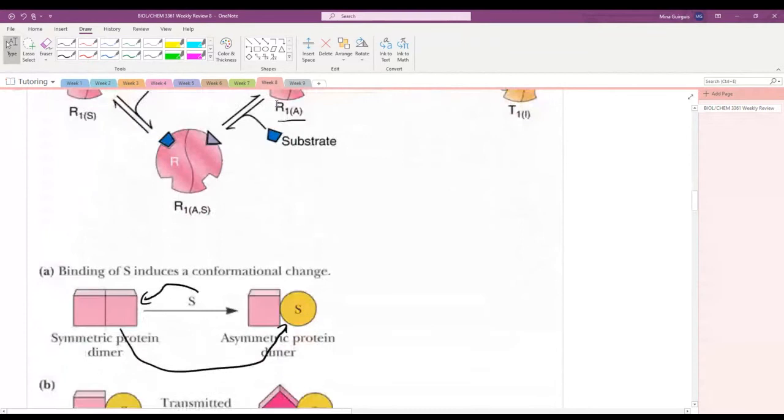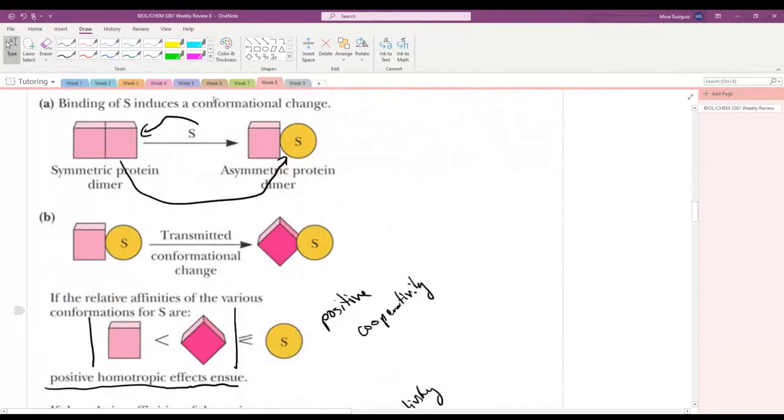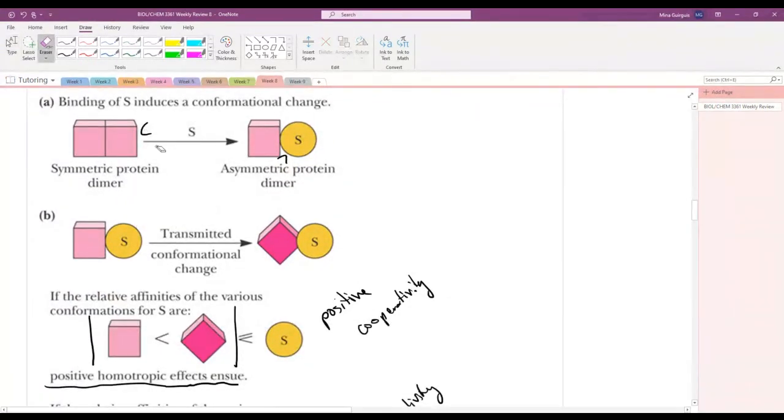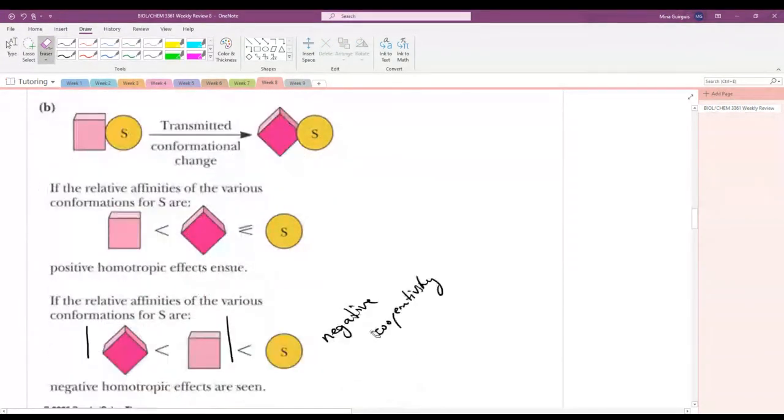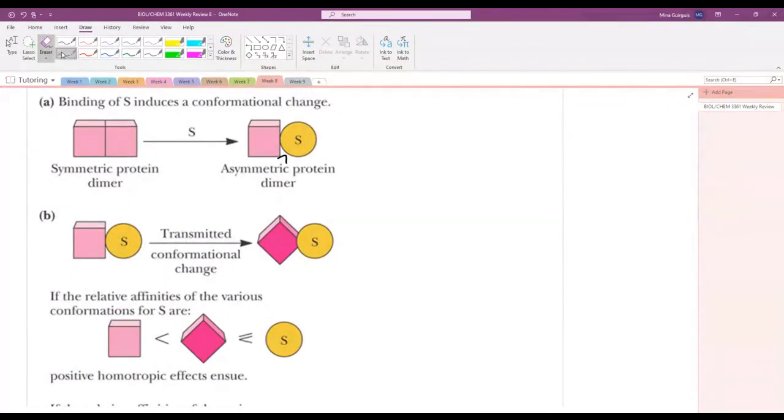The next one, which I think is a lot more confusing, to be honest, is the KNF model. I want to clear all this so that we can talk about it again. The KNF model is based on the idea of conformational changes. Specifically, it relies on oligomers. So when you have this enzyme that's some oligomer, the binding of the substrate to the first monomer changes the conformation of that monomer.